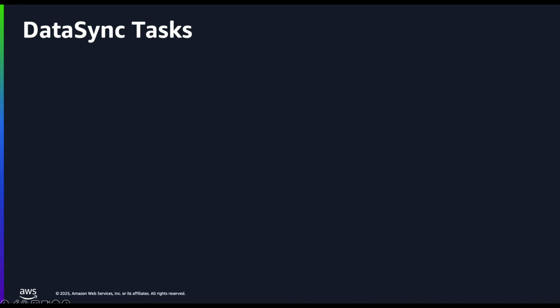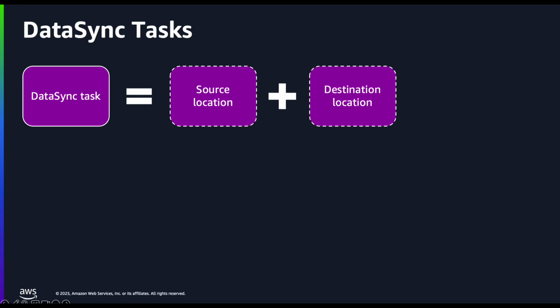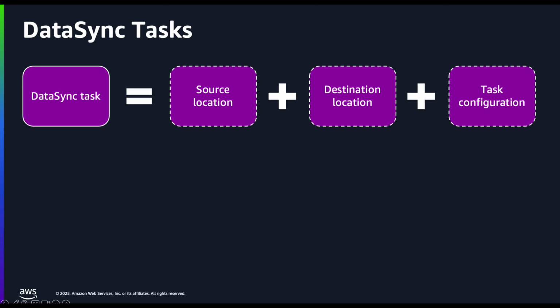The basic building block of AWS DataSync is a task. A task consists of source and destination locations, as well as various options that define the data transfer. Tasks can transfer an entire dataset from the source location, or a task can be configured with include-exclude filters to only transfer essential data. I'll touch on the include-exclude filters in the later part of this video.